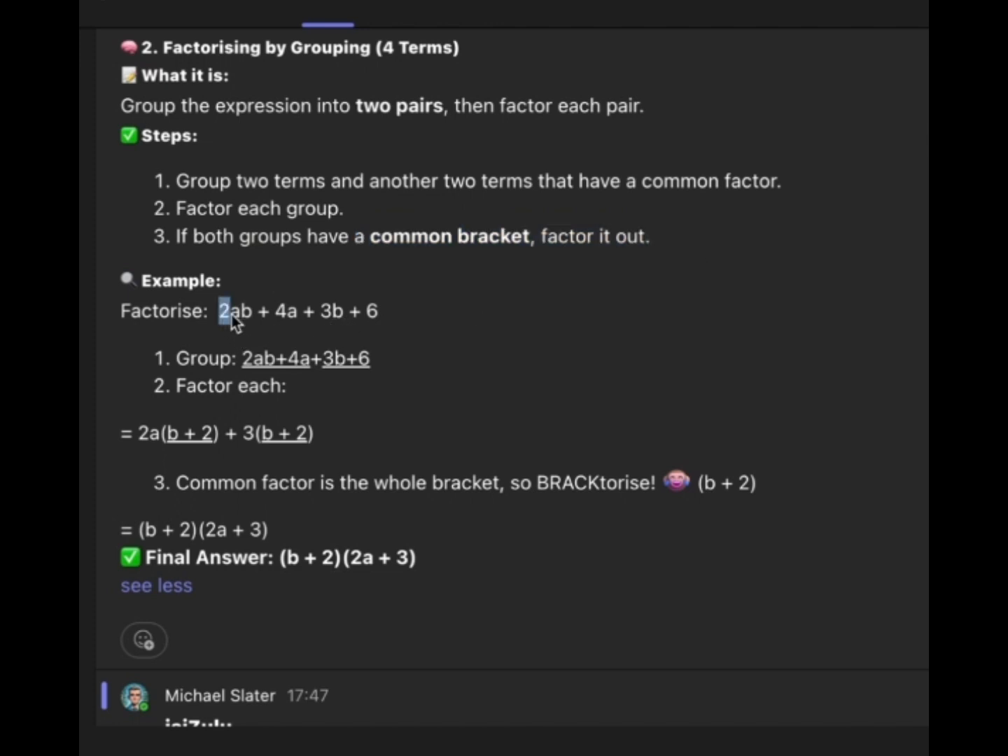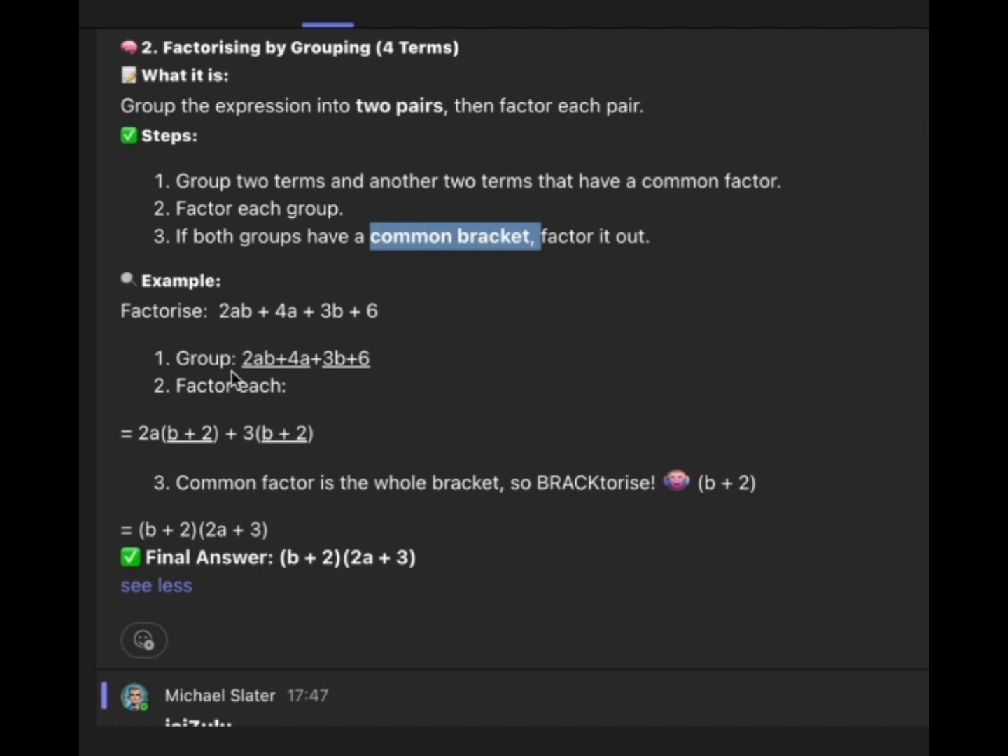For example, we have 2ab plus 4a plus 3b plus 6. So let's group the first 2 together because they're going to have a common factor of 2, which can go into 2 and 4. And they have a factor of a, which we can divide out of both. We're going to group the other 2 together. We got 3b plus 6 because 3 is going to go into 3 and 6. And then there's no other letter. And in the back of our minds, we're thinking we want to factor out a common bracket.